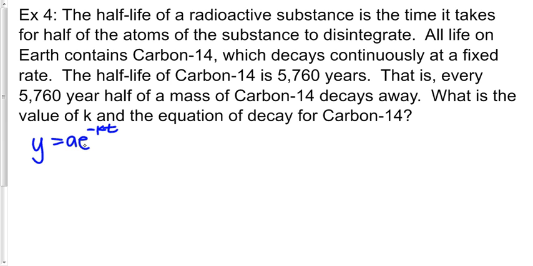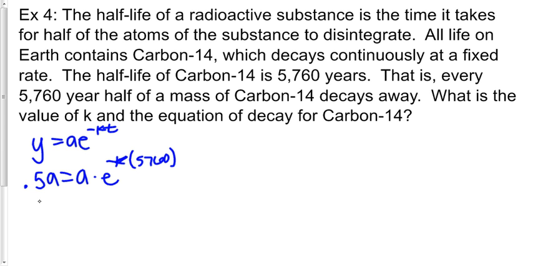Okay, so we don't know what A is, but I know that the amount at the end is going to be half of it because we're talking about the half-life. So y, the amount at the end of all this, is going to be half of A. So I'm just going to say 0.5A equals A times base e. We don't know what our constant K is, but I know that the half-life, the time in years, is 5,760. And so this is all I can really fill into the formula.